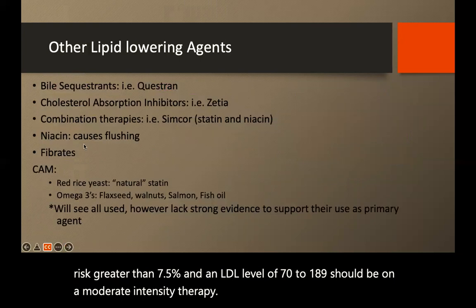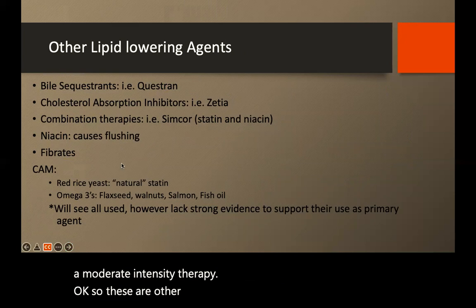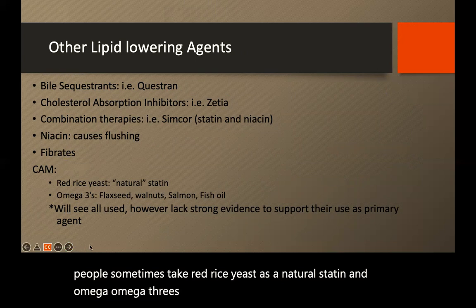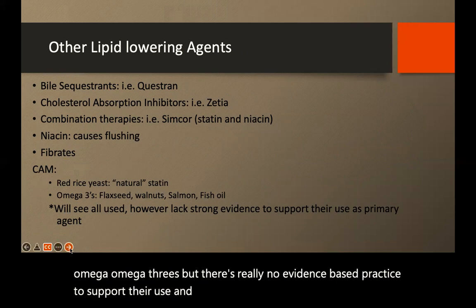Okay, so these are our other possible lipid lowering agents. People sometimes take red yeast rice as a natural statin and omega-3s, but there's no evidence-based practice to support their use and their effectiveness. So be careful with that.